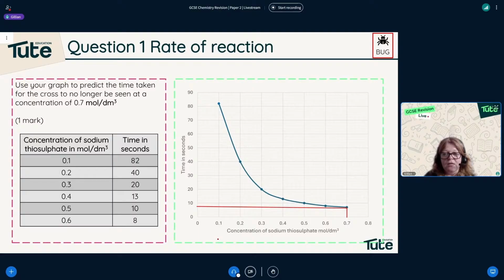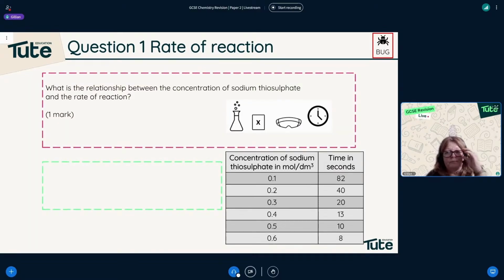I'm going to read the time taken off the scale there. So you can see that 0.7 moles per decimeter cubed, it actually takes 7 seconds for that cross to disappear. And just to make it really clear, I can add that result onto my results table. So don't forget, you could be asked to plot a graph tomorrow.